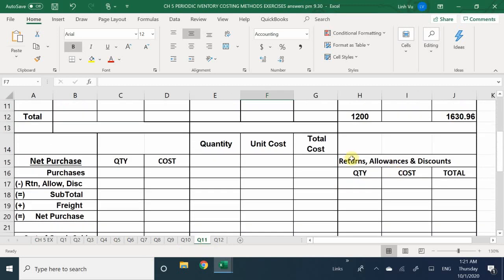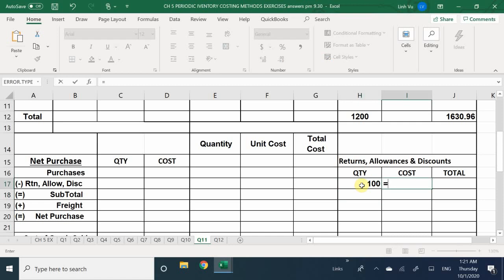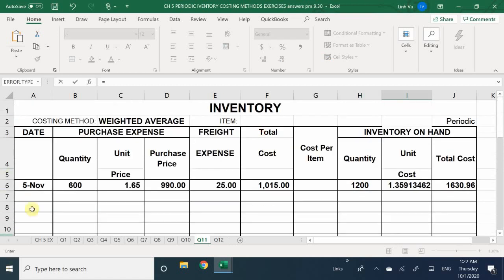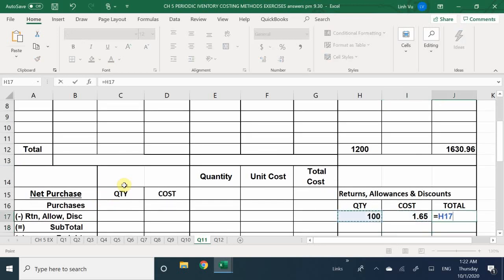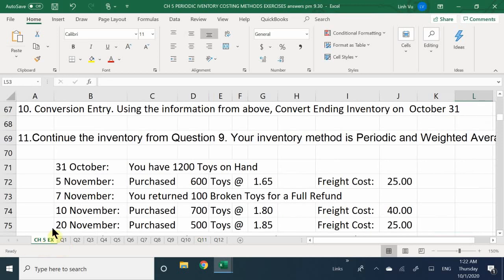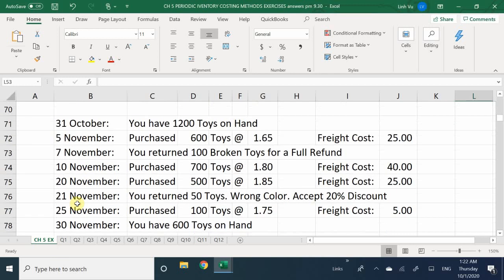Okay. So here, I'm going to bring it down to this table here. We returned 100 items for a full refund. We originally bought them for $1.65, so therefore, we are going to return the full $165. Okay. So the next thing that happened was on November 10, we purchased 700 toys at $1.80, and freight was $40. So 700 at $1.80.